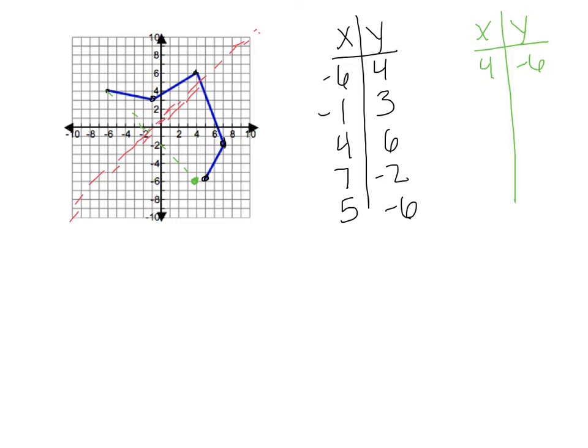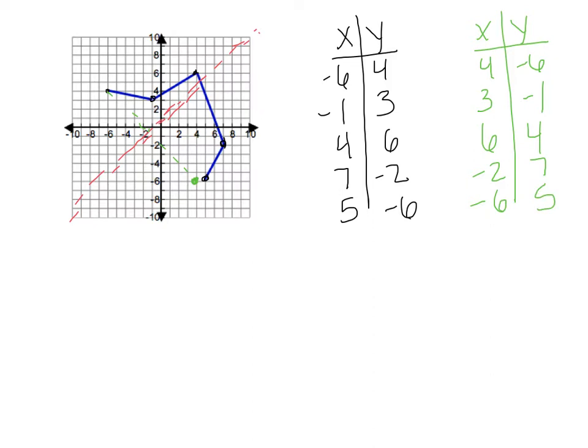So let's continue our inverse. We had the point negative 1, 3. Now it's going to be the point 3, negative 1. We had the point 4, 6, so it's going to be 6, 4. We had the point 7, negative 2, which flips to be negative 2, 7. We had the point 5, negative 6, which now becomes negative 6, 5.